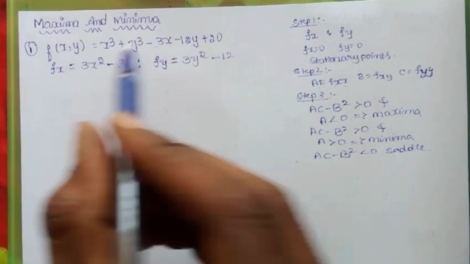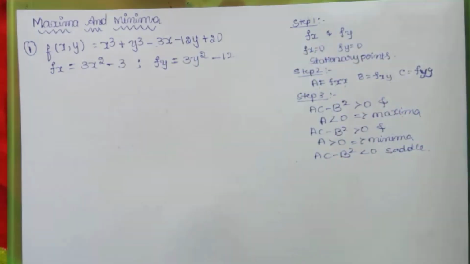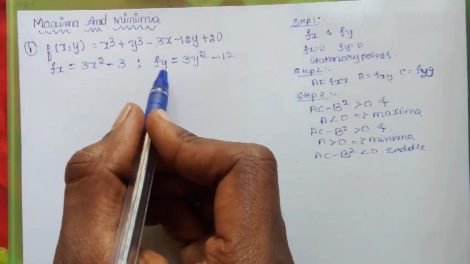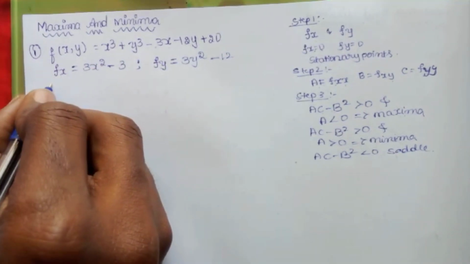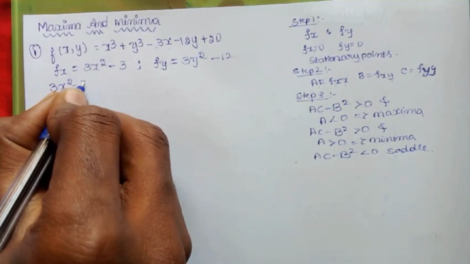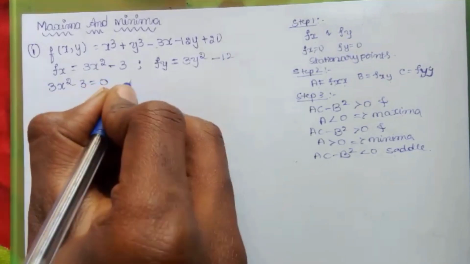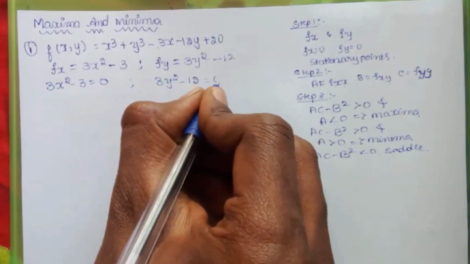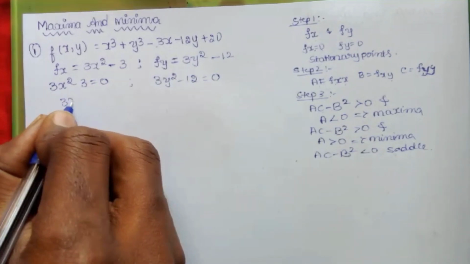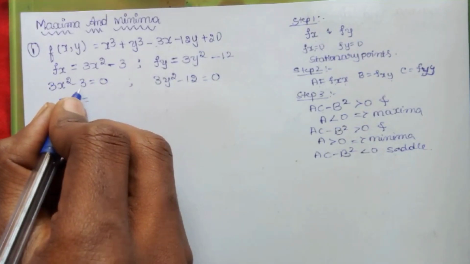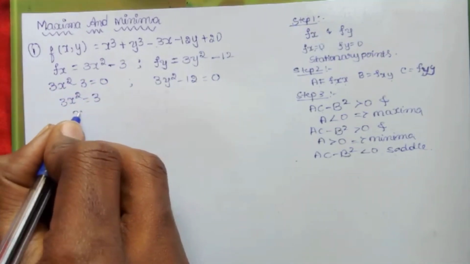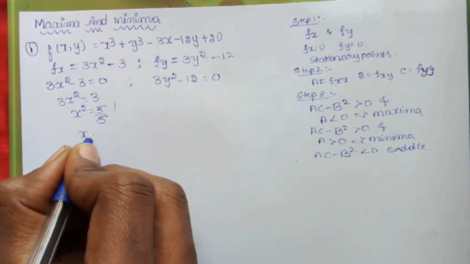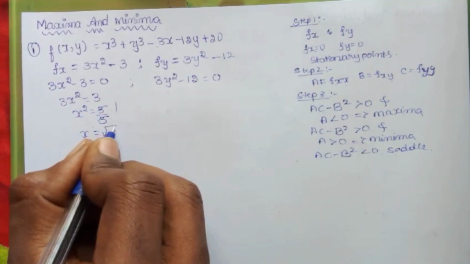After getting fx and fy, we need to find the stationary point. How to find the stationary point? By equating fx equal to 0 and fy equal to 0. Then it becomes 3x square minus 3 equal to 0, and 3y square minus 12 equal to 0. Then 3x square equals, taking minus 3 to the right hand side, it becomes plus 3. x square is equal to 3 by 3, the 3s get cancelled, we get 1. x is equal to root 1.